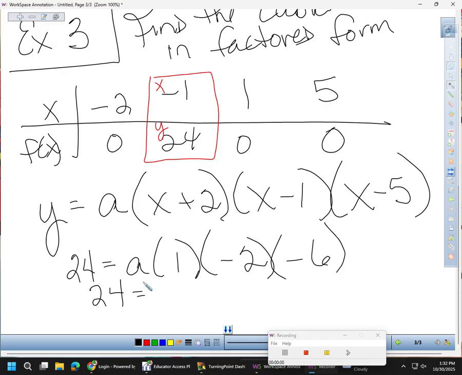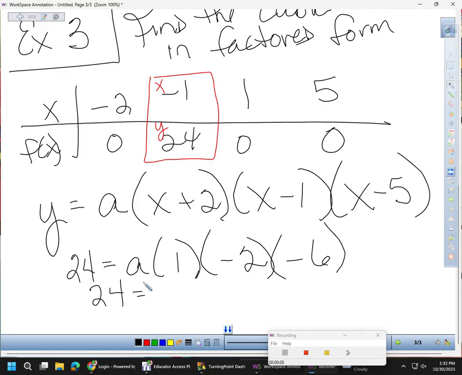Okay, let me try again, unless somebody else wants to try. So you understand where this comes from? Okay, so then the point that isn't a 0, we plug 24 in for y and negative 1 in for each of the x's. So we have 24 equals a.